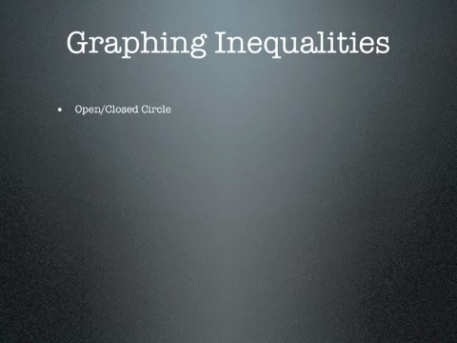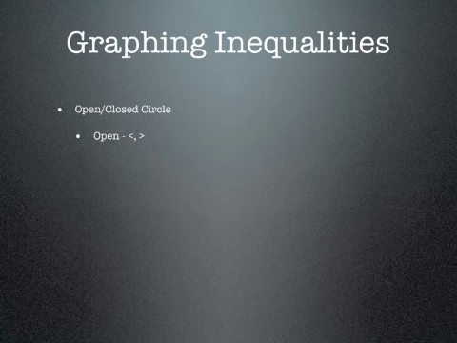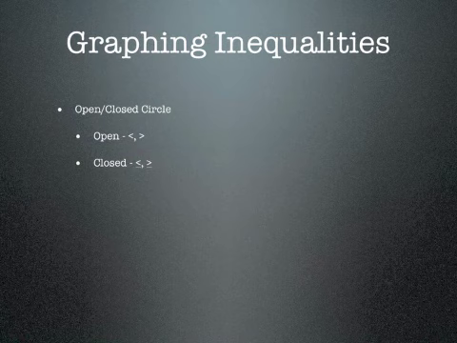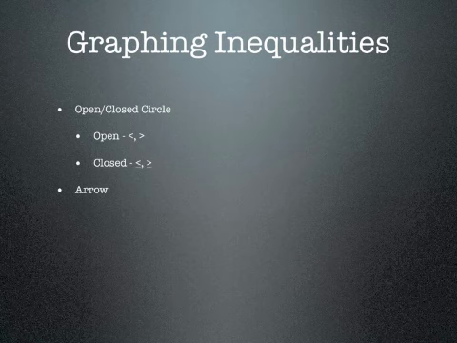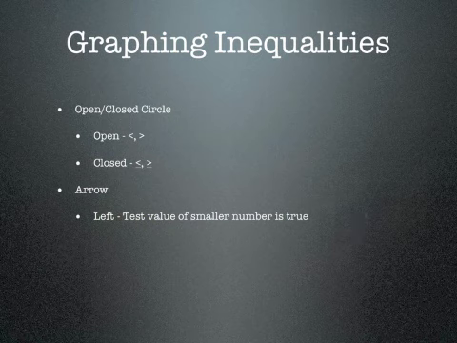Well, there's a few things that we need to check for. We need to know if I'm going to use an open or closed circle. If it's open, it's going to be either less than or greater than. If it's closed, it's going to have that equal to part, because that means it's part of the solution. Then we need to figure out which way the graph goes. So which direction does the arrow go?